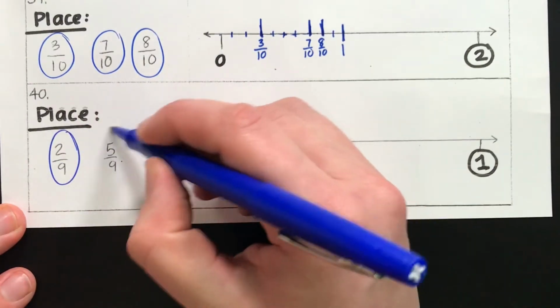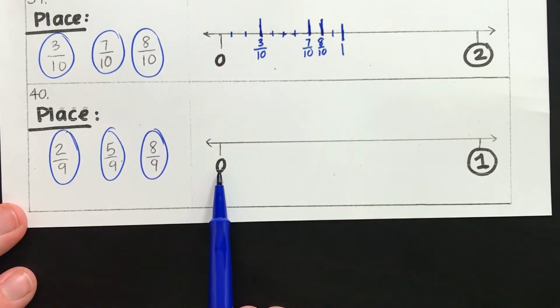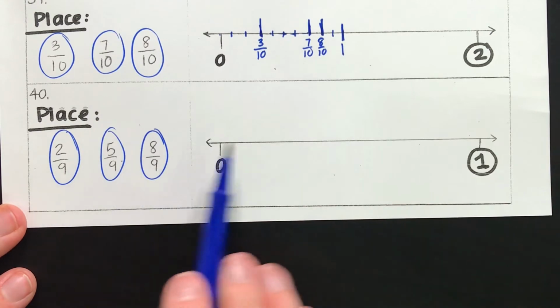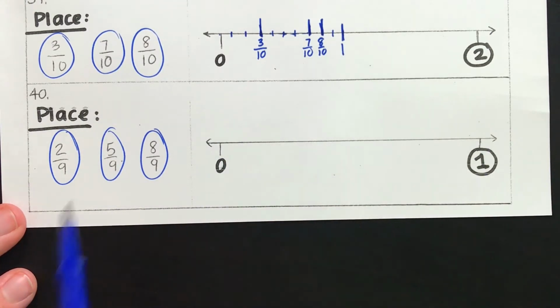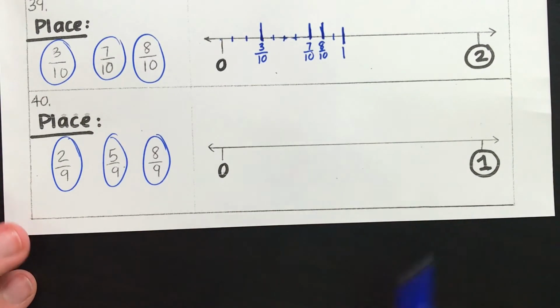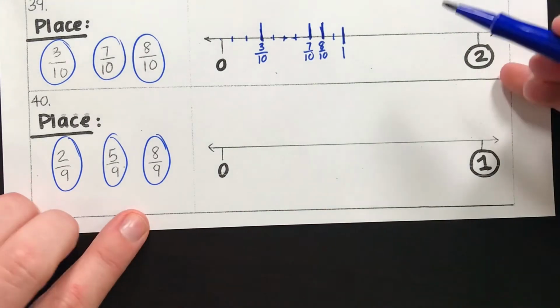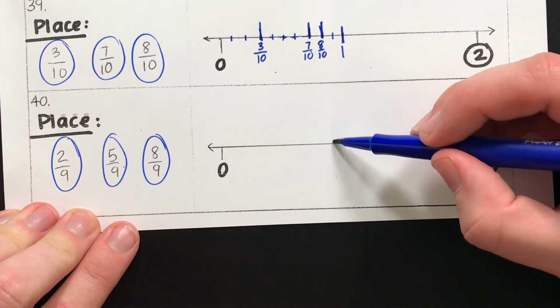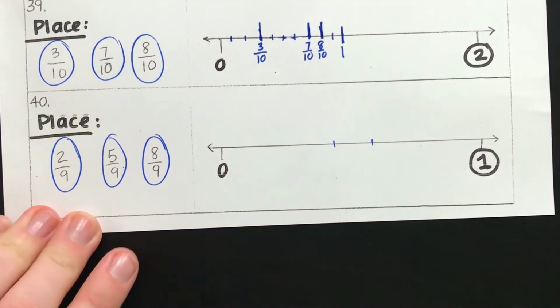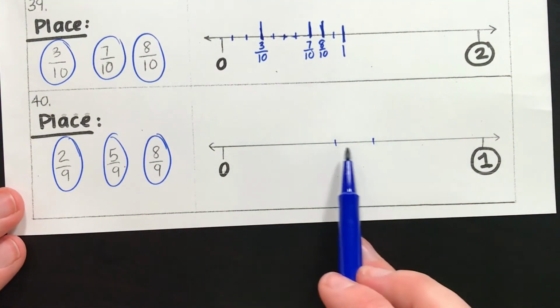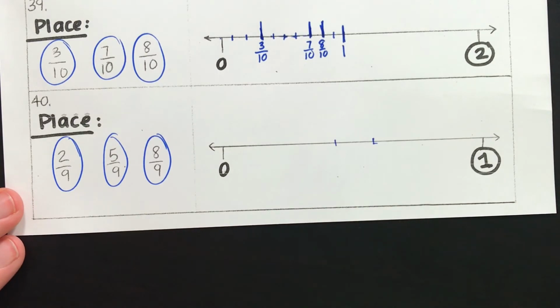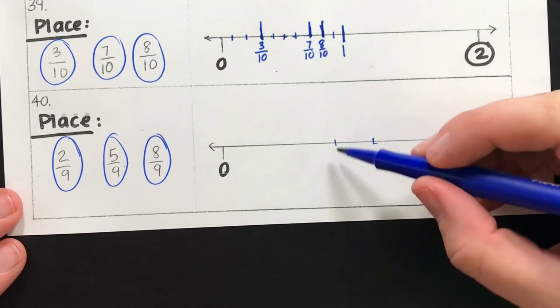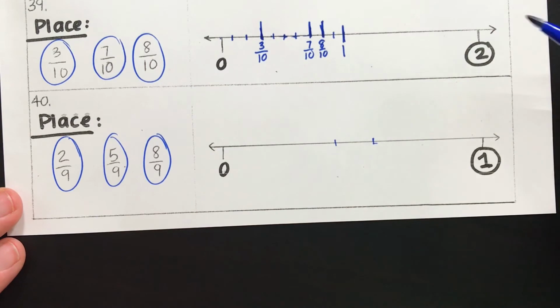Here we have 2 9ths, 5 9ths, and 8 9ths, and we're going from 0 to 1. So good, we have this whole number line to work with, but we have to break our line into 9 sections. Okay, so that means we need 8 lines. When I'm working with an odd number, sometimes I will try and find the middle and mark that lightly. Okay, so that would be 1 section. And now we need to have 9 altogether. So these are 2 lines, and we're going to have 8 lines altogether.